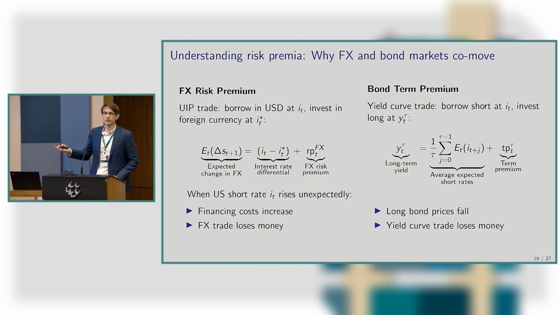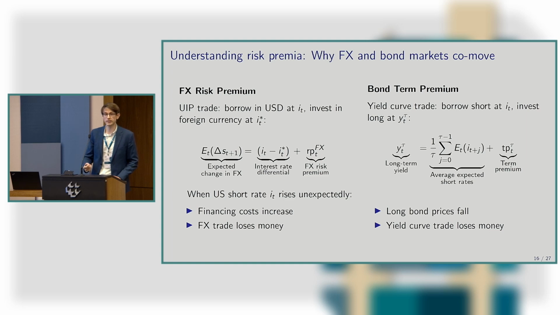In the bond space, the yield curve trade is the easiest to think about. What you do is borrow at the short rate i_t and invest in an instrument that has a longer maturity. Then the yield on that trade is going to be your average expected short rates over X periods ahead, plus a term premium component, which is obviously going to be larger the longer the investment horizon of the underlying instrument.